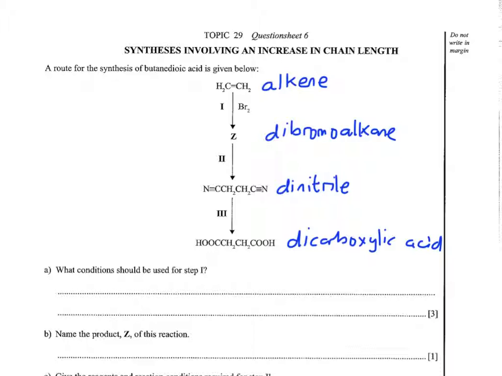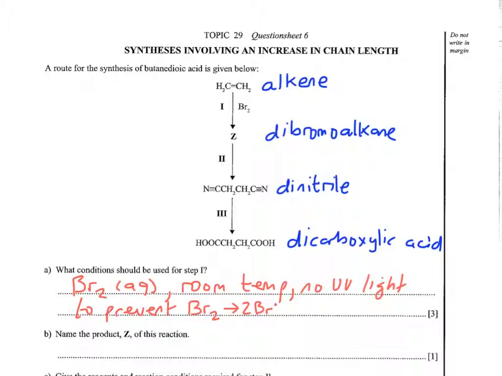So the conditions used for step 1 would be use of aqueous bromine water, room temperature, and for the third mark I would probably suggest no UV light to prevent the formation of bromine radicals. It's a slightly odd question that it asks you for 3 things. The presence of bromine radicals would undergo a completely different type of reaction, and it wouldn't undergo this particular scheme at all. You'd then get into free radical substitution, all sorts of things like that, which we're not interested in at this particular point.